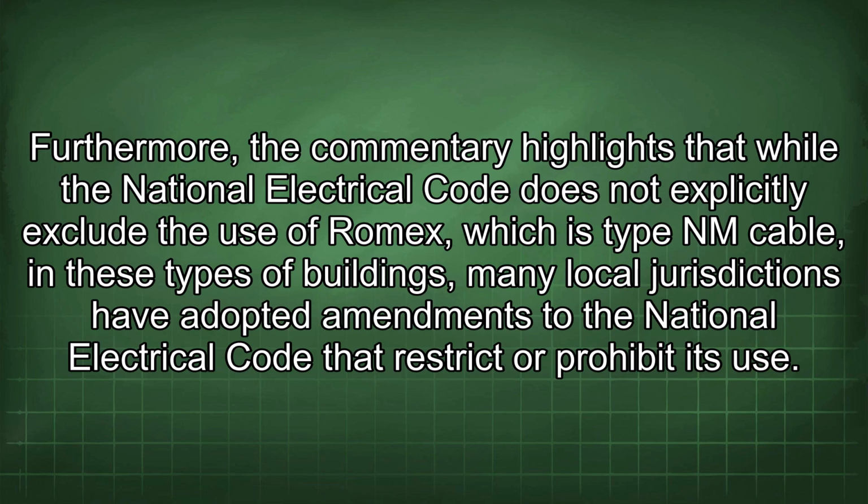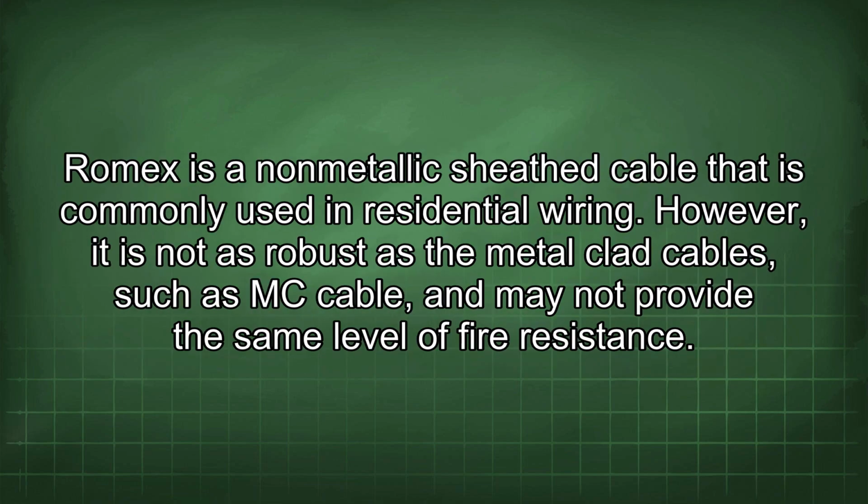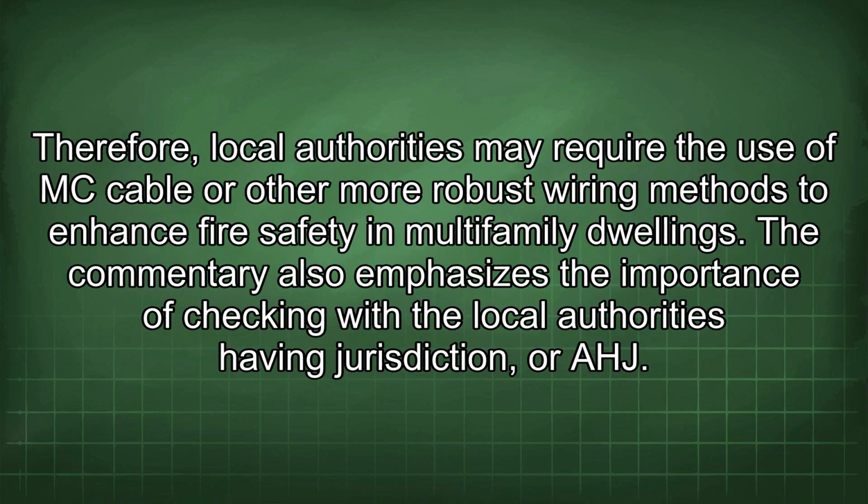Furthermore, the commentary highlights that while the National Electrical Code does not explicitly exclude the use of Romex, which is Type NM cable, in these types of buildings, many local jurisdictions have adopted amendments to the National Electrical Code that restrict or prohibit its use. Romex is a non-metallic sheath cable that is commonly used in residential wiring. However, it is not as robust as the metal-clad cables, such as MC cable, and may not provide the same level of fire resistance. Therefore, local authorities may require the use of MC cable or other more robust wiring methods to enhance fire safety in multifamily dwellings.